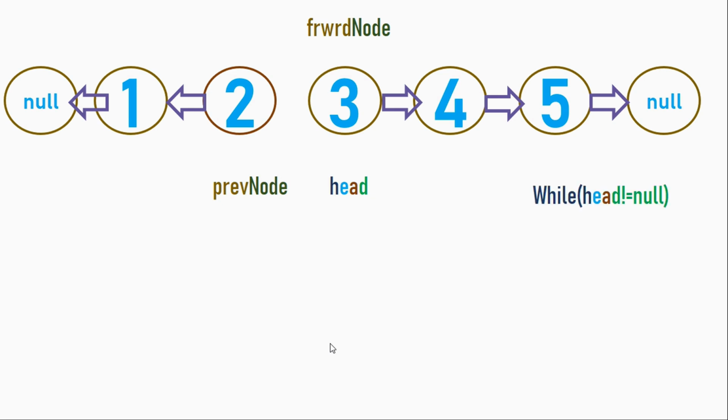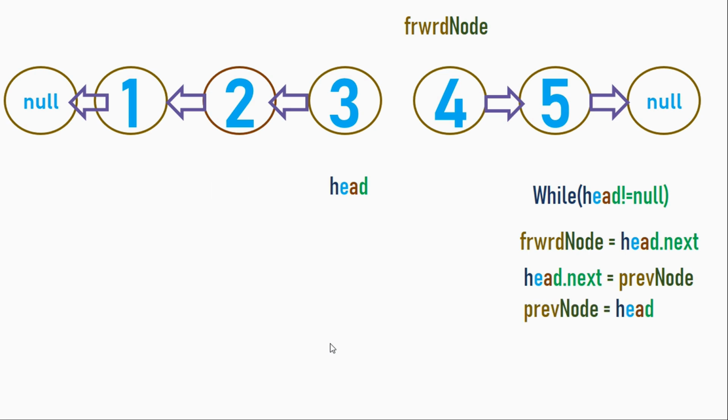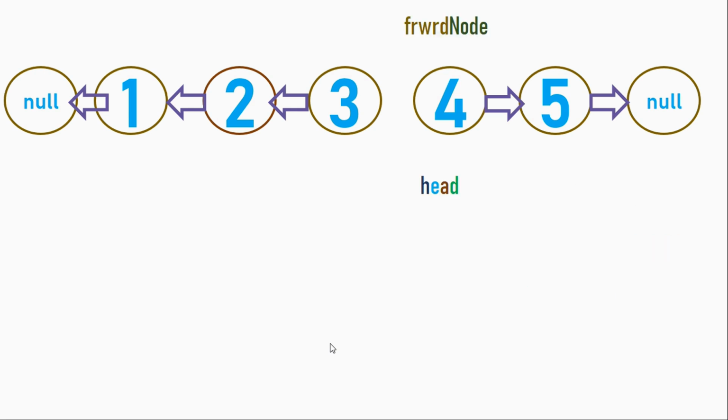Now again I will check head is not null. So I will move my forward node to head next node. That means my forward node now is 4. Next, set head next to previous node. That means head node 3 will point to node 2. Now, set previous node to head. That means previous node now is 3. Next, set head to forward node. That means my head is now 4. So here you can see my list. Head node is 4, forward node is 4 and previous node is 3.